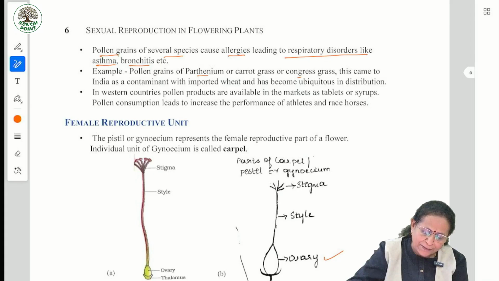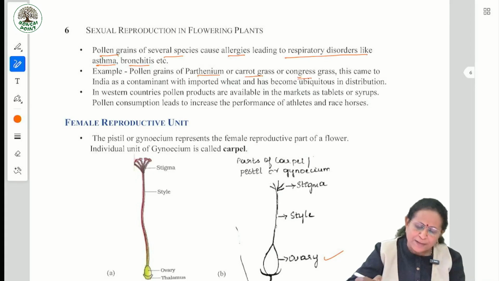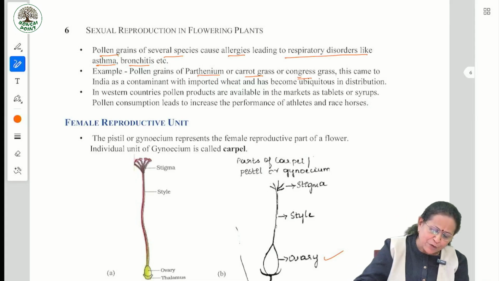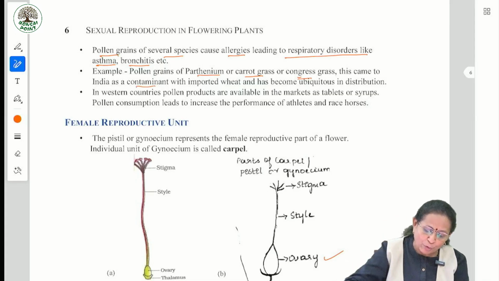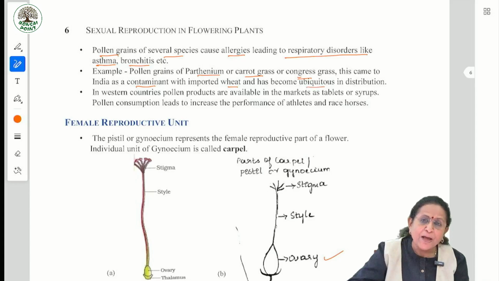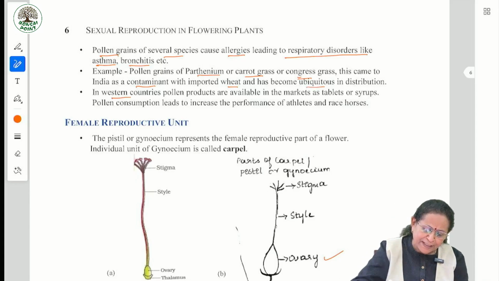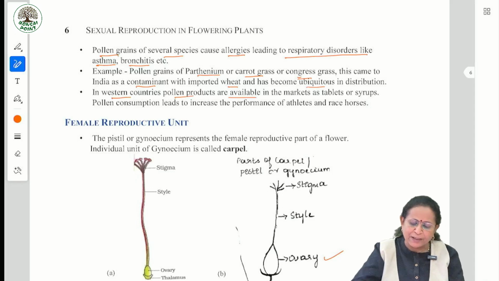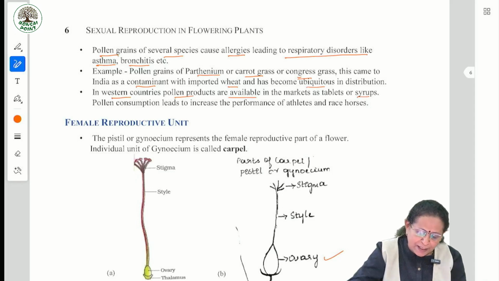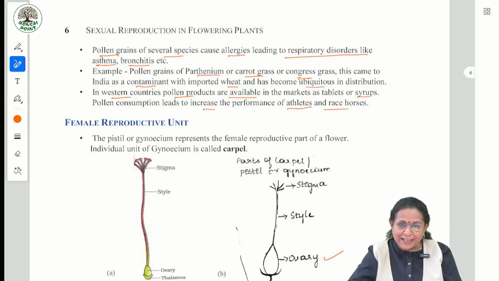Pollen grains of Parthenium, or carrot grass or Congress grass, came to India as a contaminant with imported wheat and have become ubiquitous in distribution, found everywhere. In Western countries, pollen products are available in the markets as tablets or syrups. Pollen consumption leads to an increase in the performance of athletes and race horses.